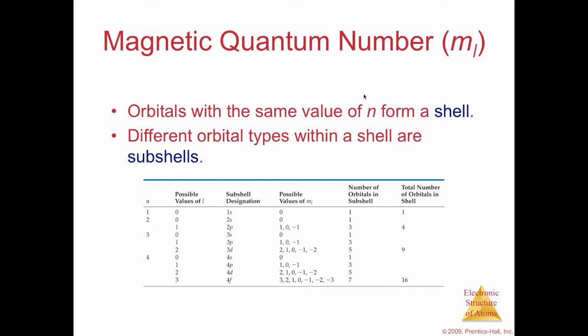In the second shell, you have 2 subshells, the 2s and the 2p. So your values for L are 0 and 1. In the third energy level, you have 3 subshells, S, P, and D. Your values for L are 0, 1, and 2. And then in the fourth energy level, you have 4 subshells, S, P, D, and F, with your L values of 0, 1, 2, and 3.